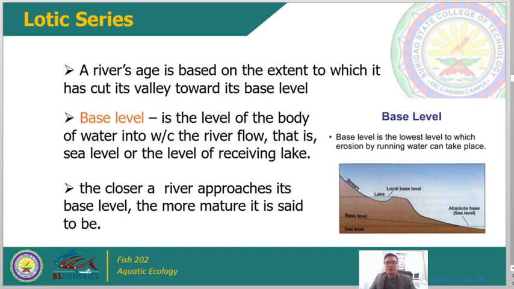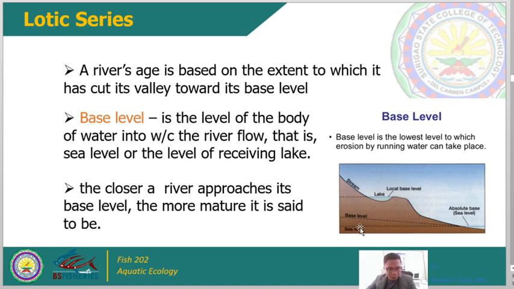Now, if you take a look at the age of the Lotic series, since we're talking about succession, a river's age is based on the extent to which it has cut its valley towards its base level. Now, what is base level? If you can see this figure, this basically illustrates the base level. So when we define the base level, it is the level of the body of water into which the water flows, that is the sea level or the level of the receiving lake. So the base level is the level at which the water will still flow in that particular area.